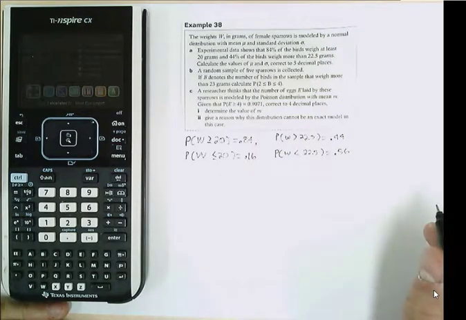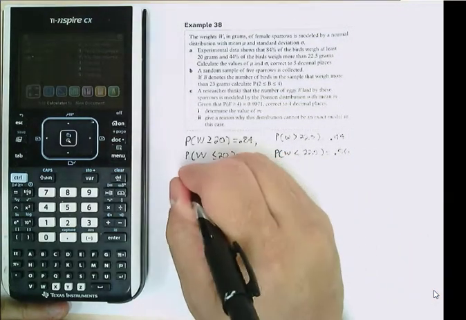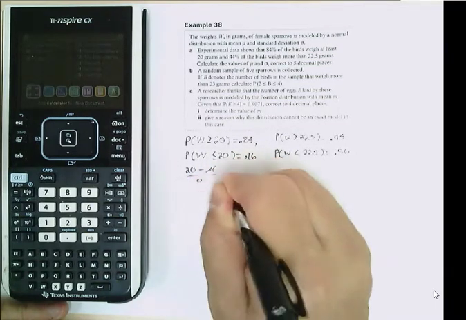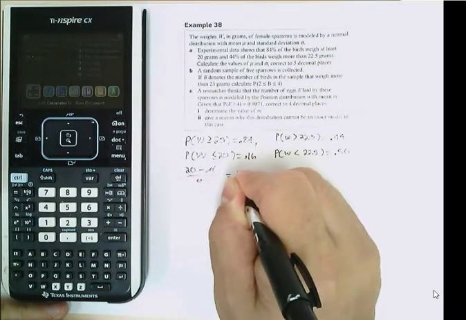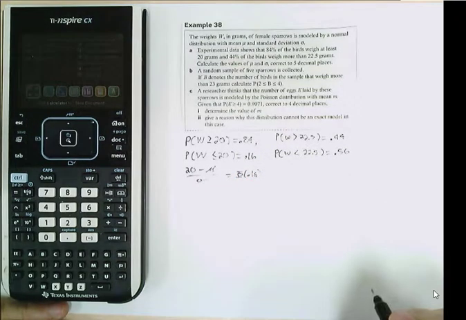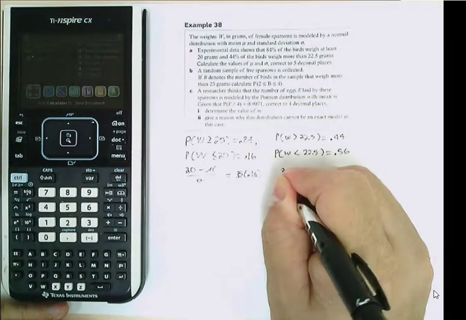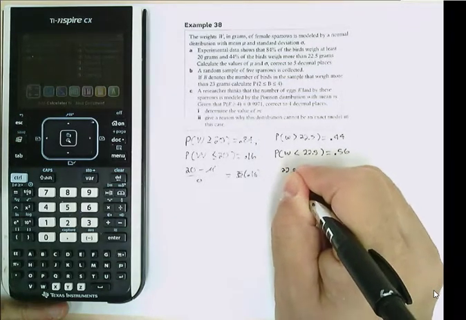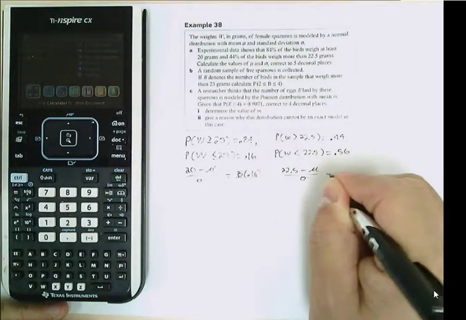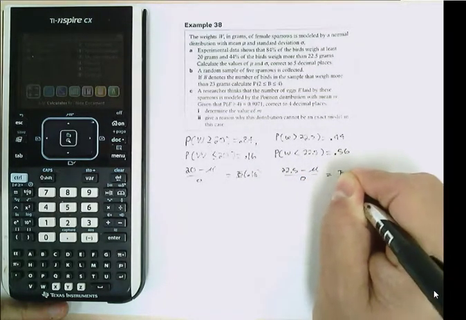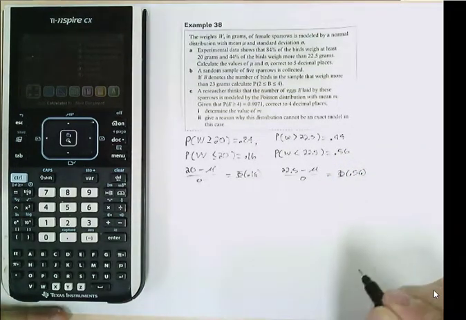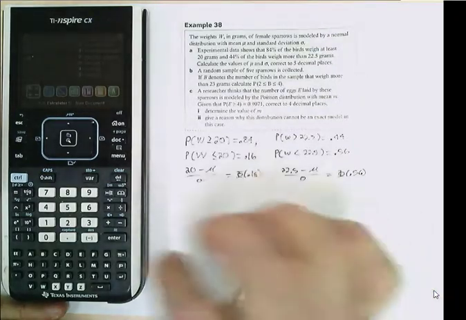Now we can normalize, right? And if we normalize it, we go 20 minus our mean over our standard deviation, and our inverse notation works like this. This is our normal inverse. The same thing over here. It's going to be 22.5 minus our mean over our standard deviation, and we're going to take the inverse of this at 0.56. Good? And then now I can go to the calculator.